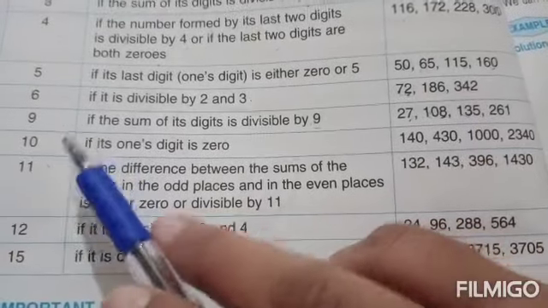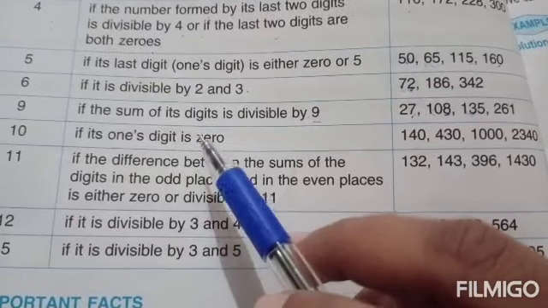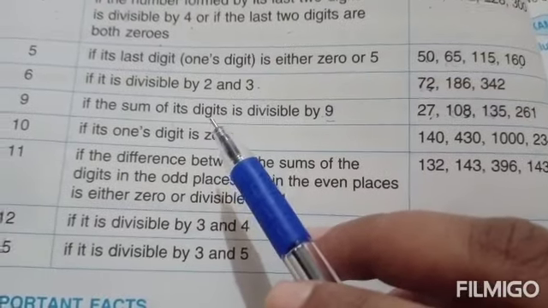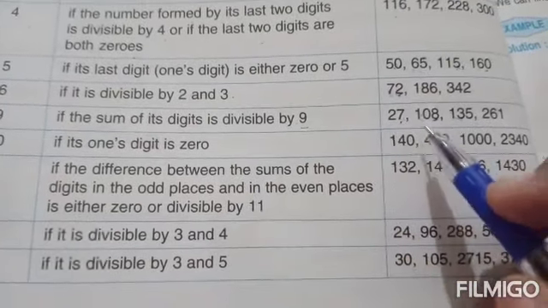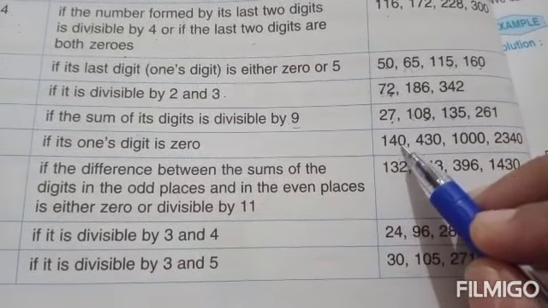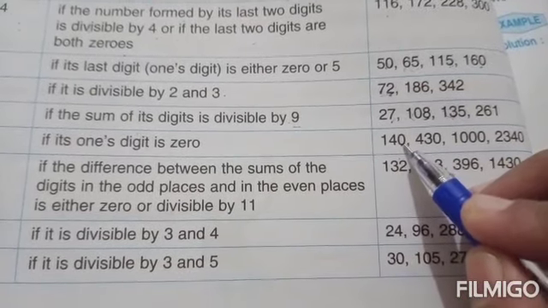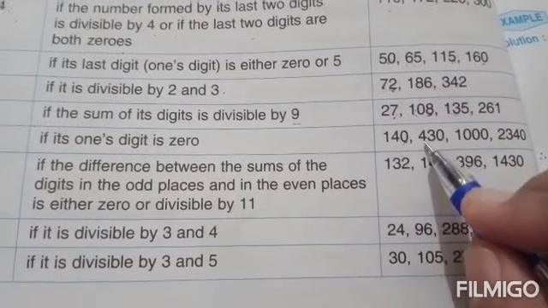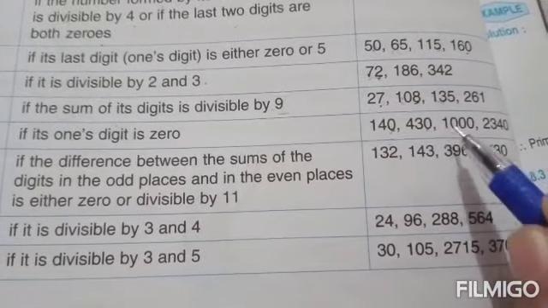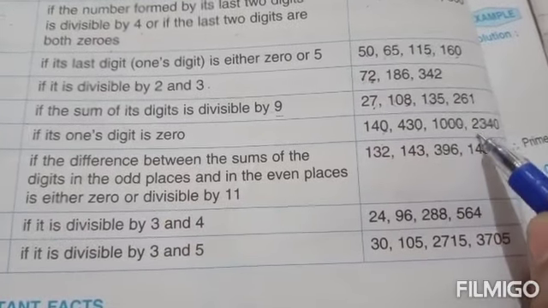Now next, 10. A number is divisible by 10 if its one's digit is 0. If a number comes in the table of 10, it will end in 0. If a number ends in 0, then we can say that the number is divisible by 10. Here 140 ends with 0, so it is divisible by 10. 430 ends with 0, so it is divisible by 10. 1000 ends with 0, so it is divisible by 10.